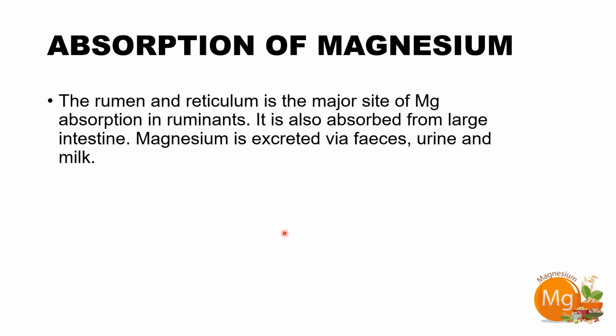Just like with magnesium, the absorption does not take place in the small intestine. What you should always remember is that most of the magnesium in the animal body is absorbed in the rumen and reticulum, not in the small intestine. Then, it is also absorbed from the large intestine. That's what to always remember. Then, magnesium is excreted via feces, urine, and milk. So, the extra magnesium can be excreted there. Always remember, absorption of magnesium is in the rumen, reticulum, and large intestine.